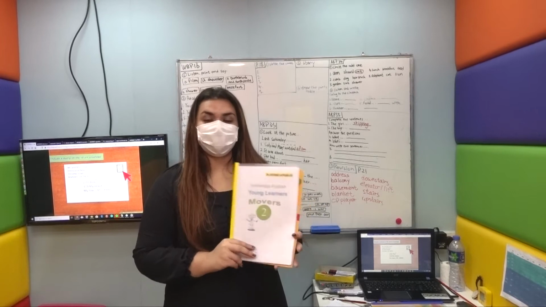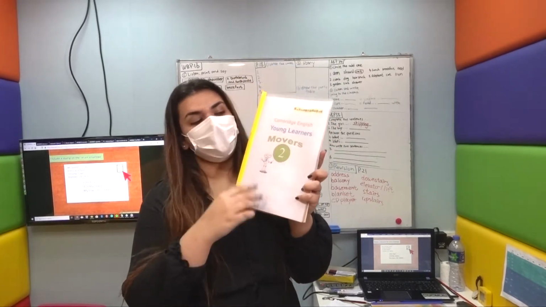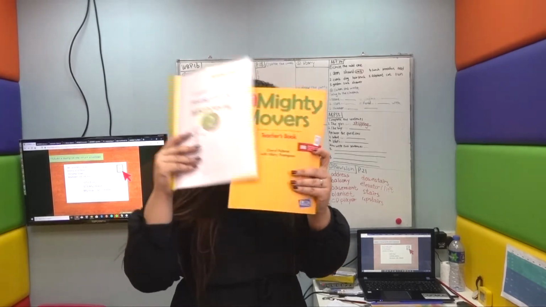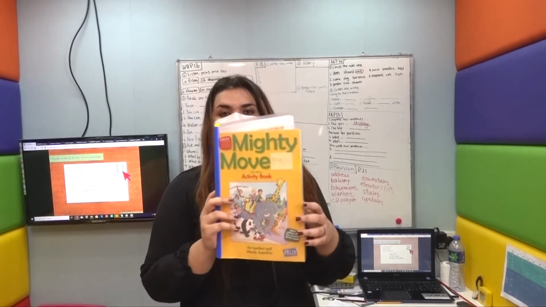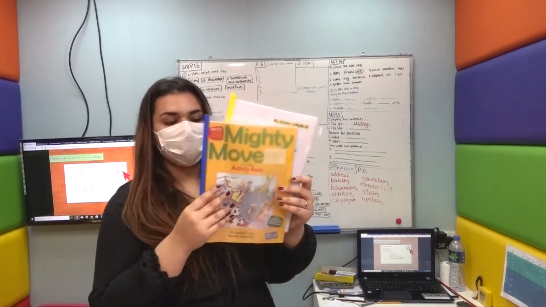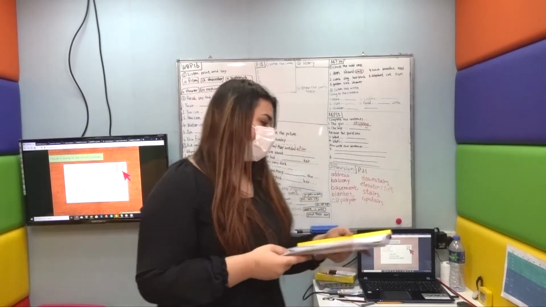Hello everyone, today I'll be teaching you Movers, but before that I would like you to take out your book. That should be Movers 2, okay? First take out this book and take out your yellow book as well. This yellow book, okay? And your Movers book. Okay, so you can put that on the table.